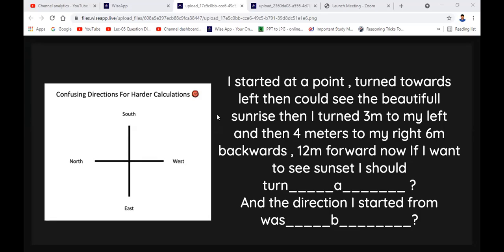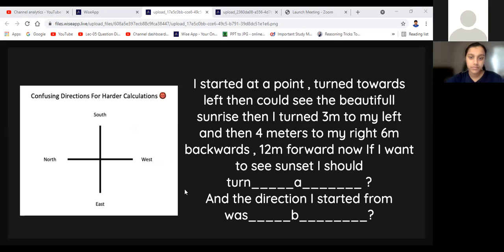Only when I am facing south, if I turn to the left, it will be east, right? Yes, sir. So the initial facing direction is south, and the direction I started from was south. So the answer for B is south, right? Okay, I'm just noting it down: the initial facing direction.